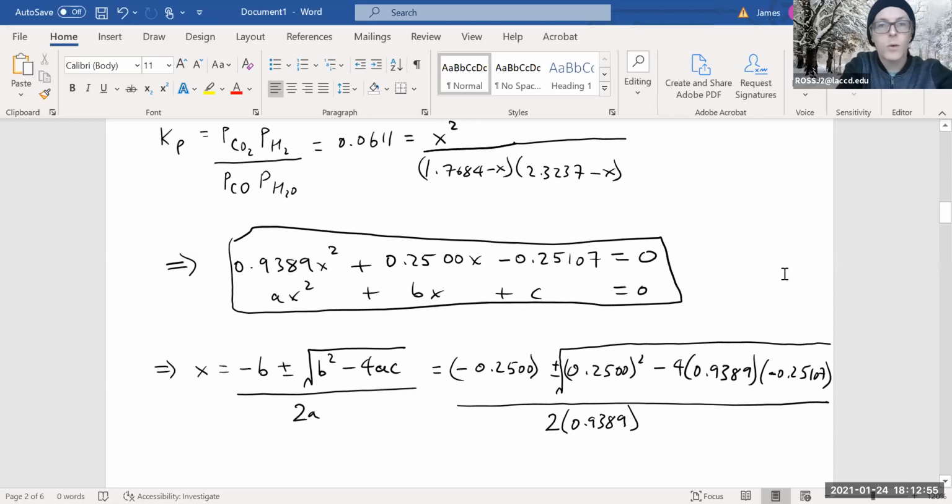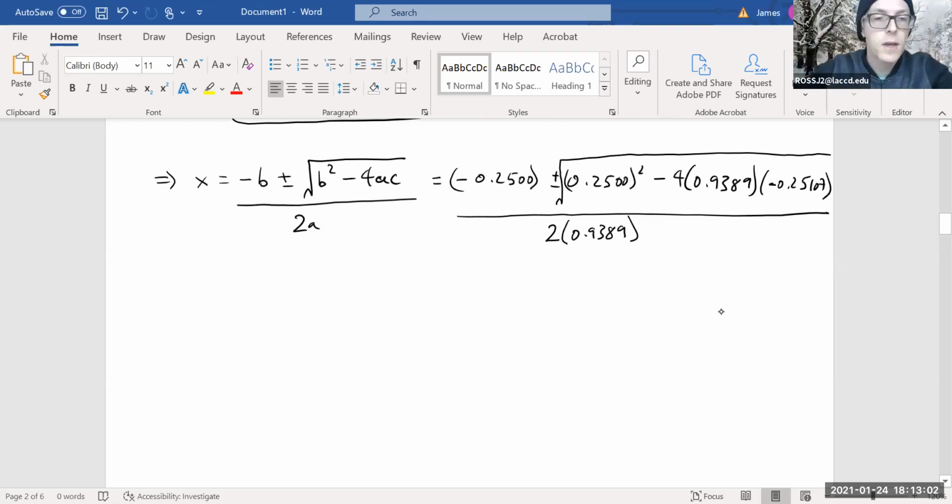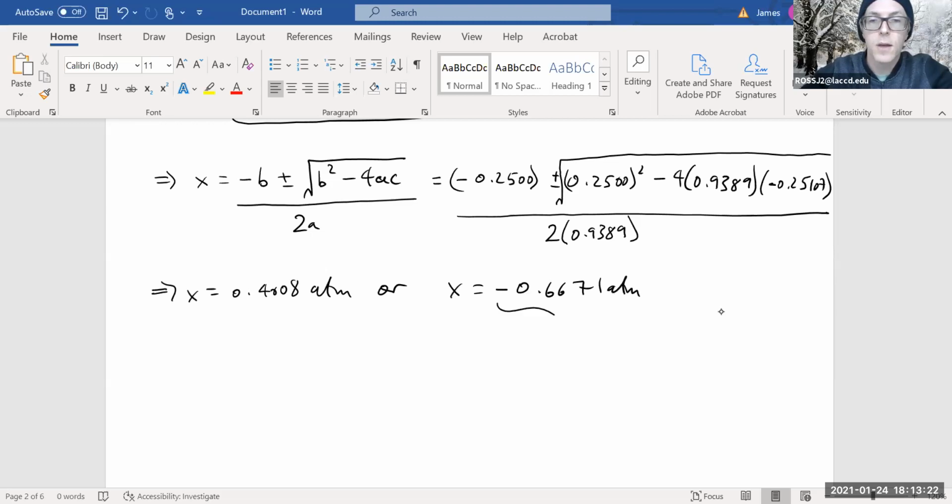We get two solutions. Only one of them makes any physical sense. So let's see what the two solutions are. We get x equals 0.4008 atmosphere. Remember, it was in units of atmosphere. Or x equals minus 0.6671 atmosphere. Well, this is not possible. There's no such physical thing as a minus pressure. Negative pressure here refers to a change in pressure. An absolute negative pressure has no physical meaning. So this is the correct value.